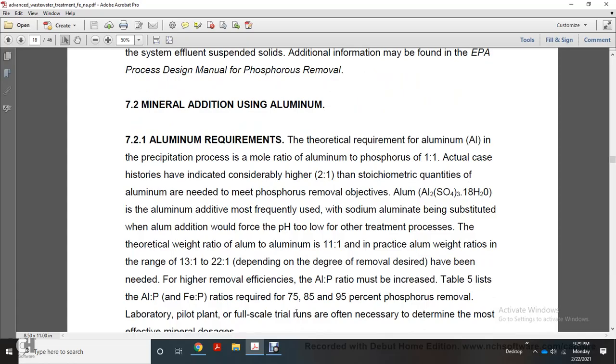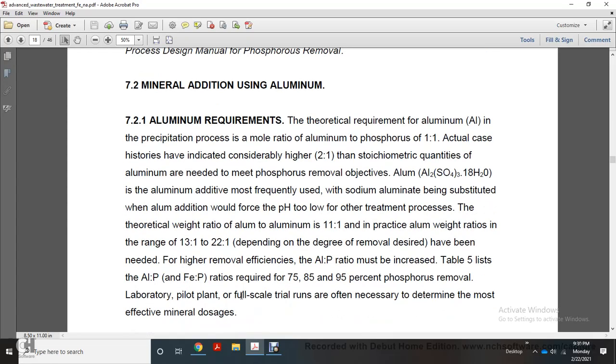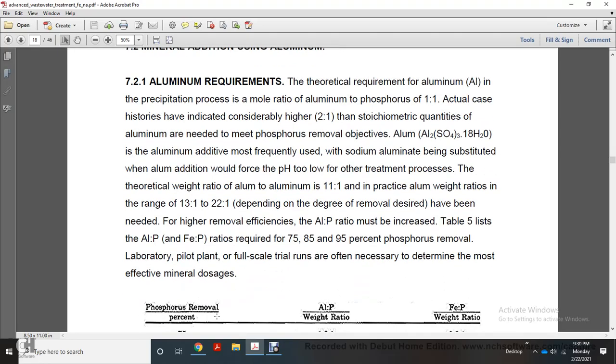For a higher removal efficiency, the Al:P ratio must be increased, as in Table 5 of the Al:P or ferric phosphate ratio required for 75 to 85 to 95% of the phosphorus removal. Laboratory, pilot plant, and full-scale trial runs are often necessary to determine the most effective chemical dosage.